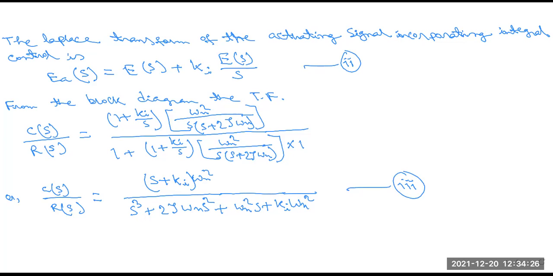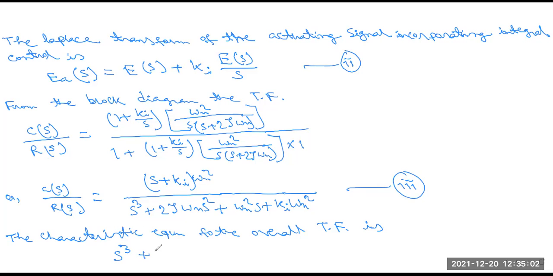Okay. So now the characteristic equation for the overall transfer function is, so this is basically a 3rd order system, that is S cube is coming, that means the 3rd order system, 1st order, 2nd order and 3rd order, that is S cube plus 2 zeta omega n S square plus omega n square S plus Ki omega n square equals 0. This is equation number 4.